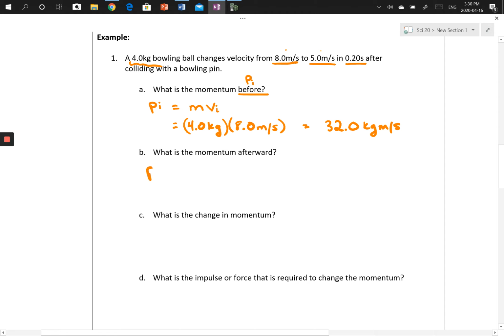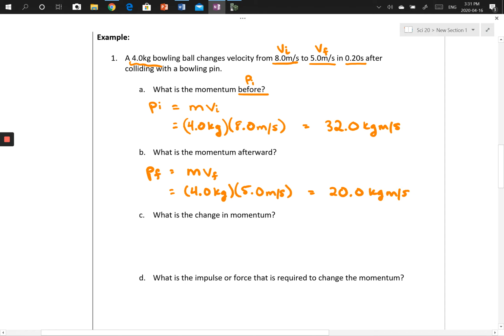Now the momentum afterward is my P final. So I'm going to do my mass times my V final. This was my V initial; this is my V final after it strikes the pin. I'm going to take my 4.0 kilogram bowling ball and multiply that by my V final, which is 5.0 meters per second. 4 times 5 is 20 kilogram meters per second.